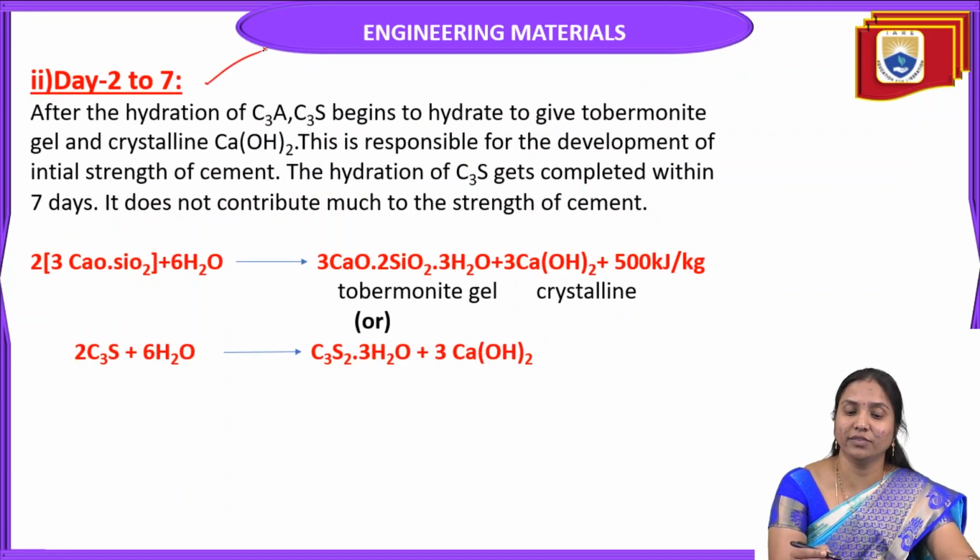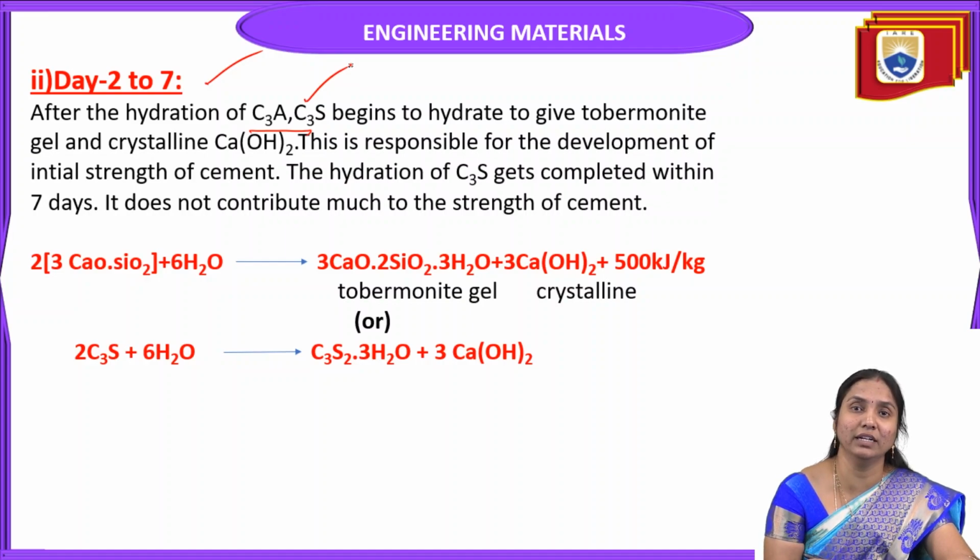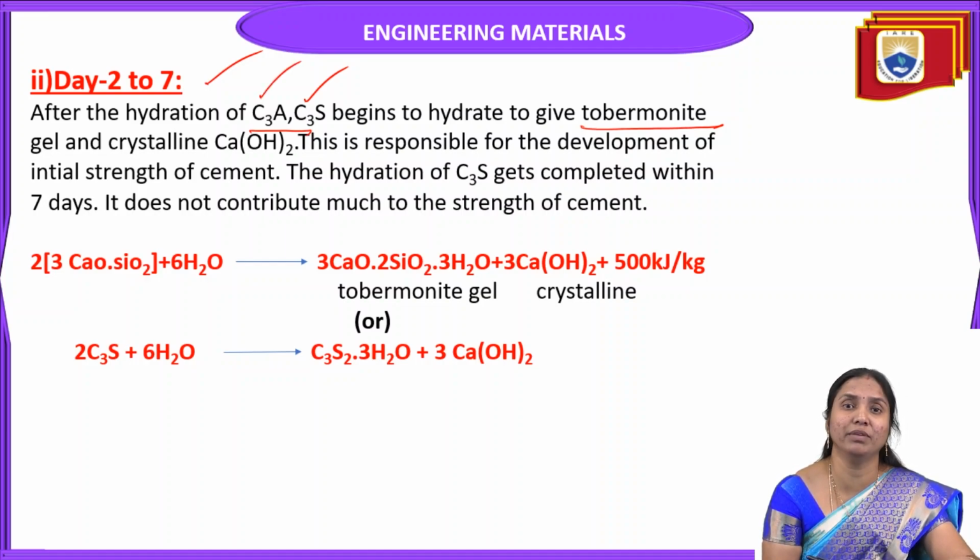After the hydration of tricalcium aluminate, tricalcium silicate begins to hydrate to give tobermorite gel. After the hydrolysis of the first day is completed, in the first day which one is hydrolyzed? Tricalcium aluminate. In day 2 to 7, which one is hydrolyzed? Tricalcium silicate. So after hydration of tricalcium aluminate, tricalcium silicate begins to hydrate to give tobermorite gel and crystalline compounds.